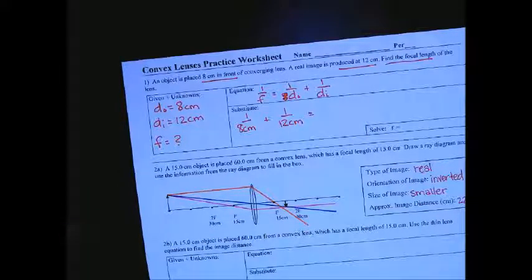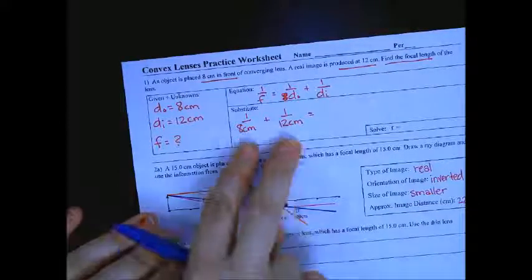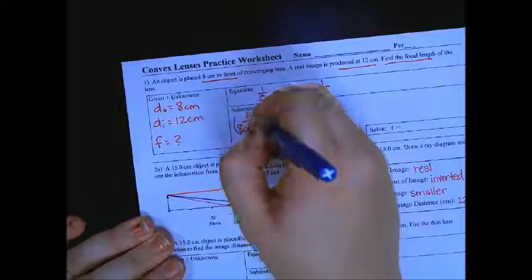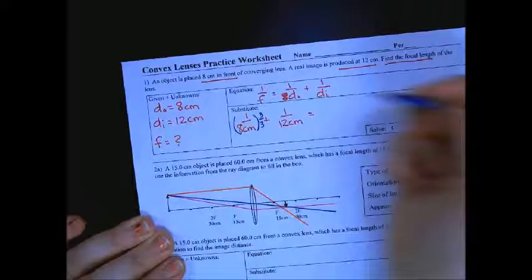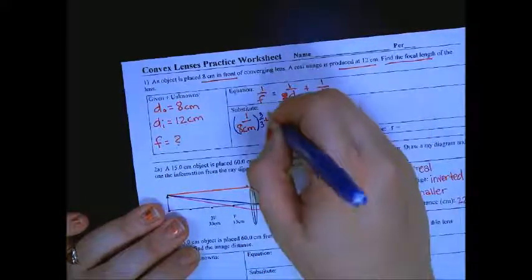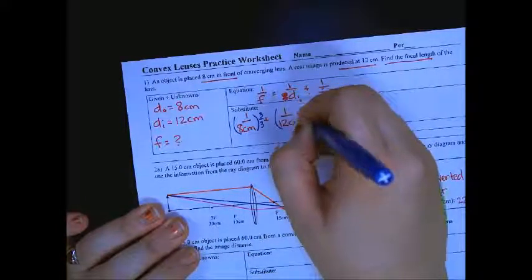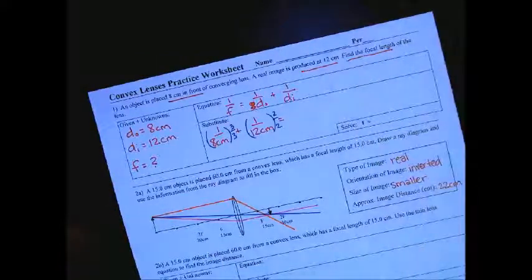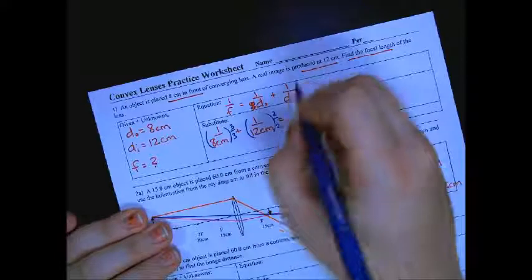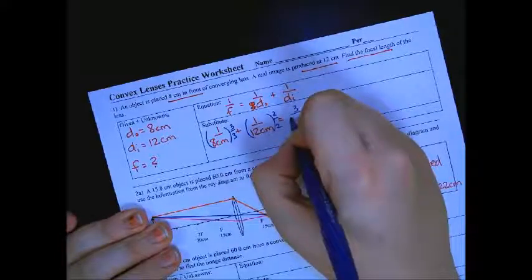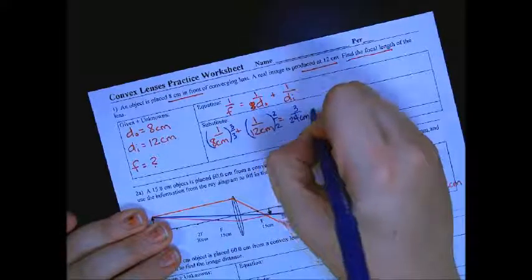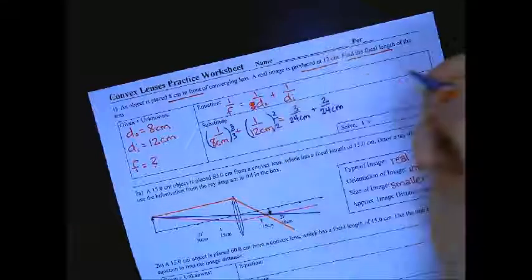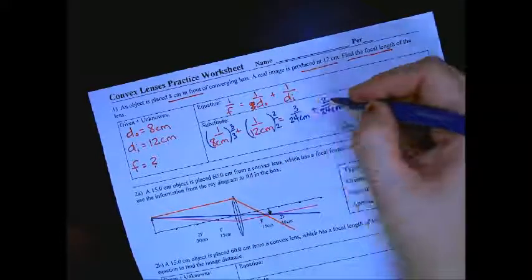But first we need to find a common denominator. The common denominator of these two is 24. And we can get that by multiplying the first number by 3 and the second number by 2. And we come up with 3 over 24 plus 2 over 24. We can now add those together since they have a common denominator. And we get 5 over 24.